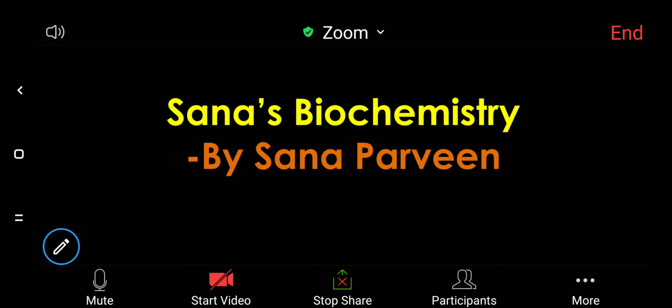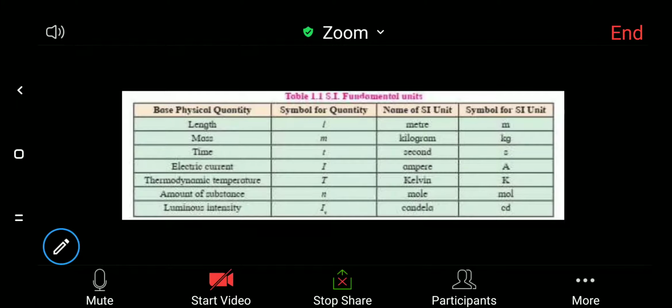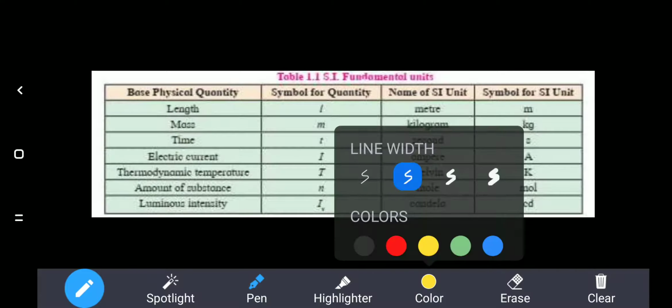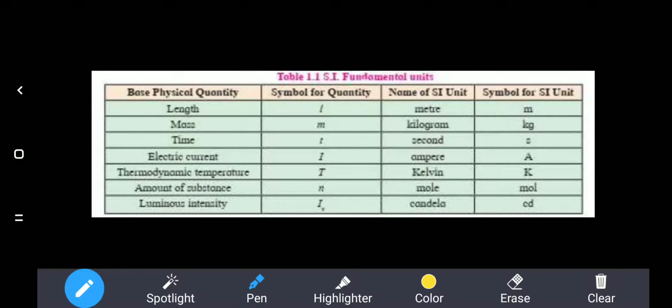Before we talk about temperature, there's a small topic which I wanted to cover, that is the SI fundamental units of certain quantities which are mentioned here. Length, we all know. What is the unit going to be? Meter. Mass, kilograms. Time, second. Electric current, ampere. Thermodynamic temperature, the SI unit is Kelvin here. Amount of substance, mole. Luminous intensity is candela.